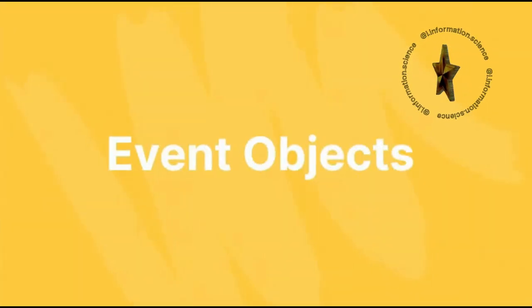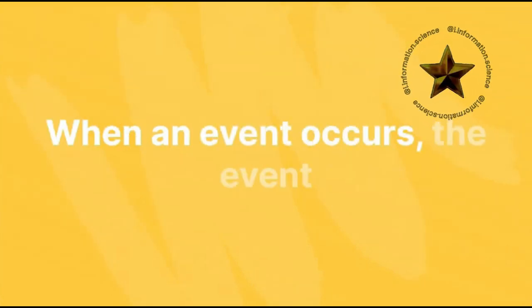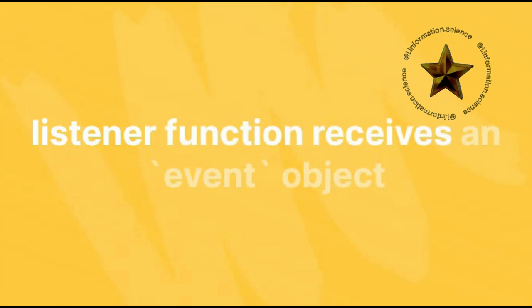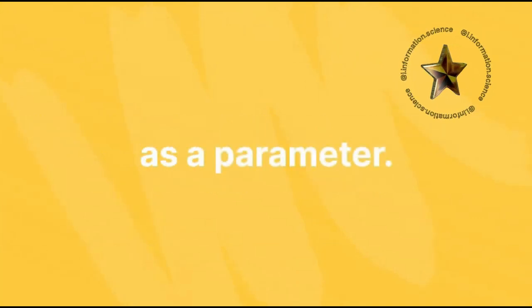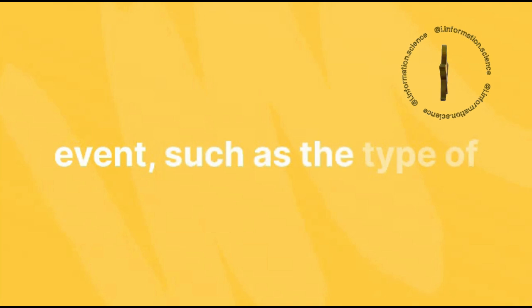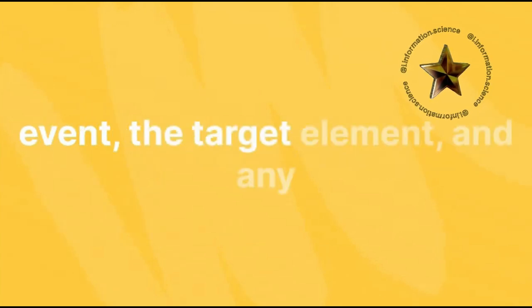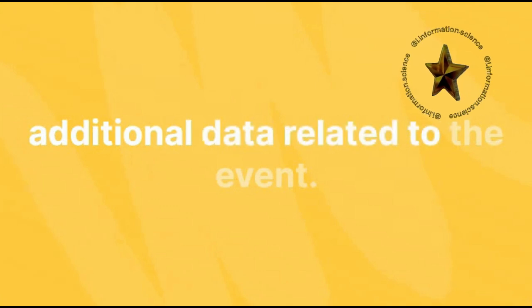Event objects. When an event occurs, the event listener function receives an event object as a parameter. This object contains information about the event, such as the type of event, the target element, and any additional data related to the event.